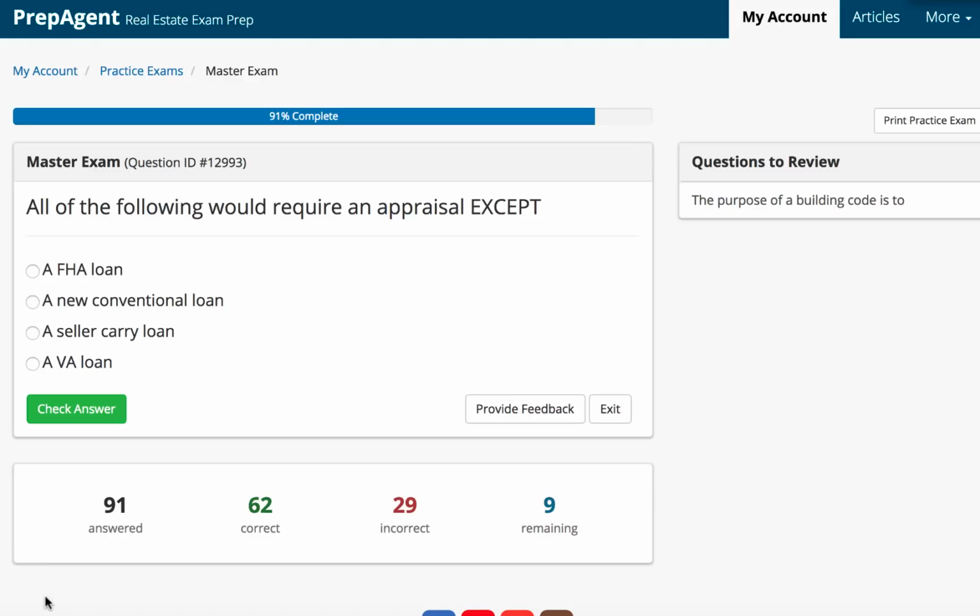All of the following would require an appraisal, except: an FHA loan, a new conventional loan, a seller carry loan, a VA loan. So FHA definitely does. VA definitely does. I don't know what a seller carry loan is. Yes, you do. Really? Yes. Is that when you get just a personal mortgage loan?